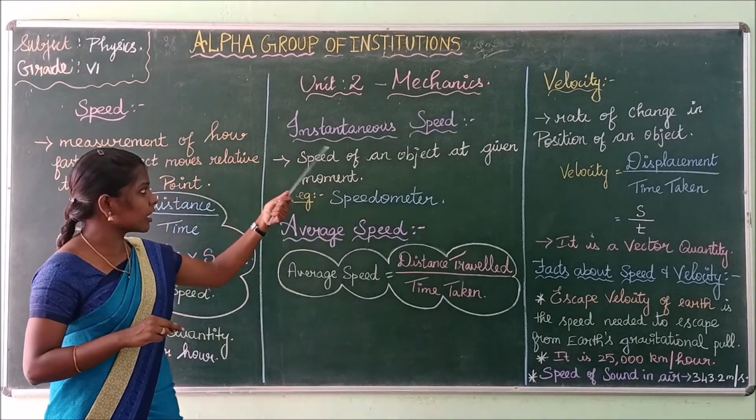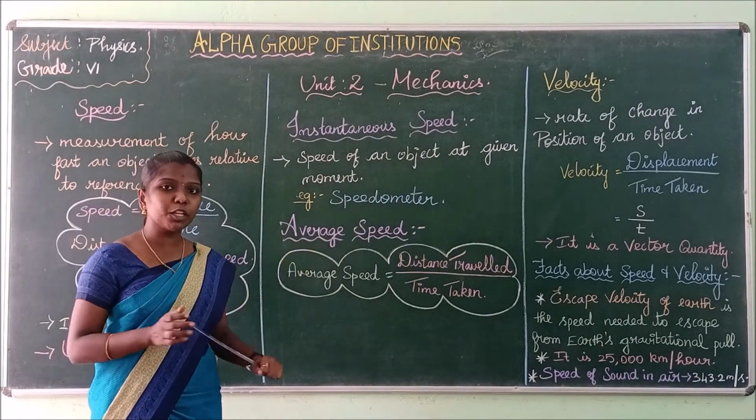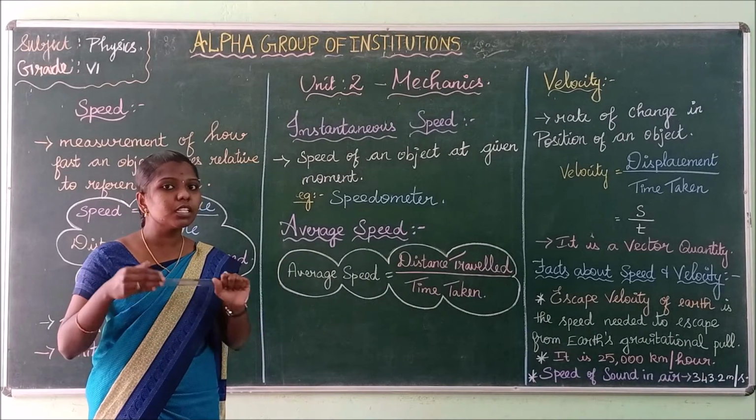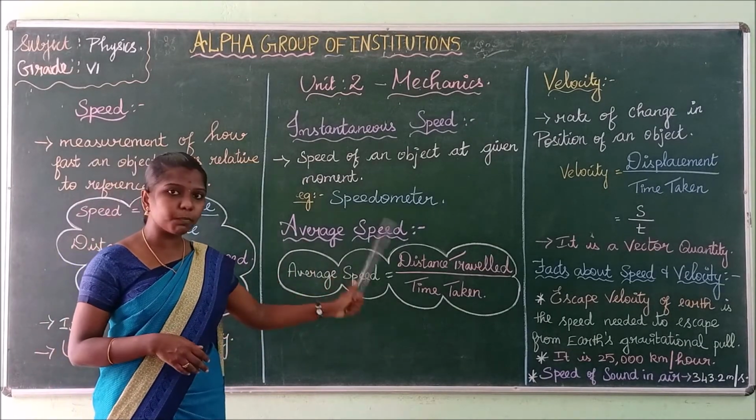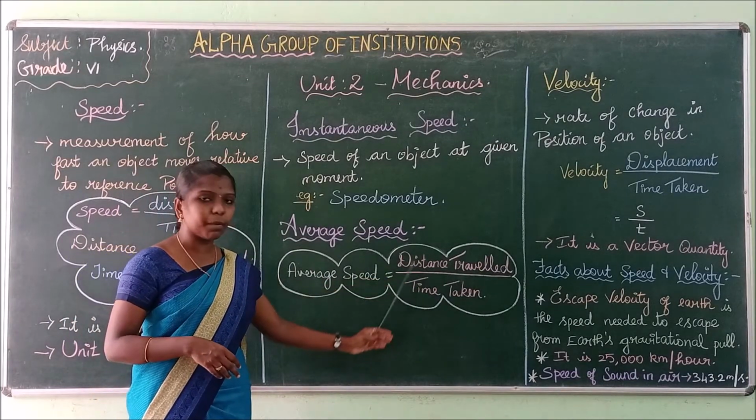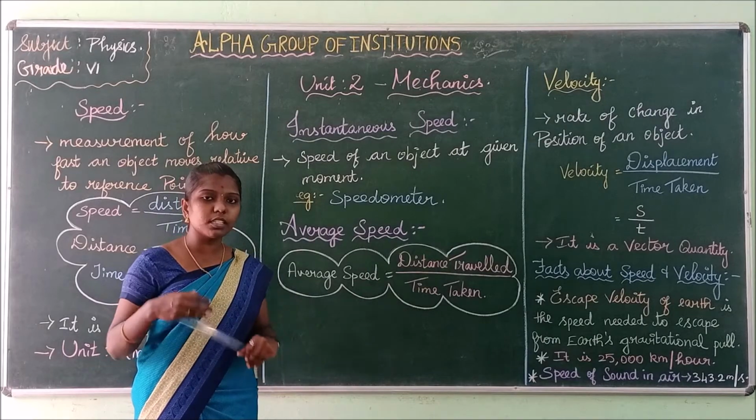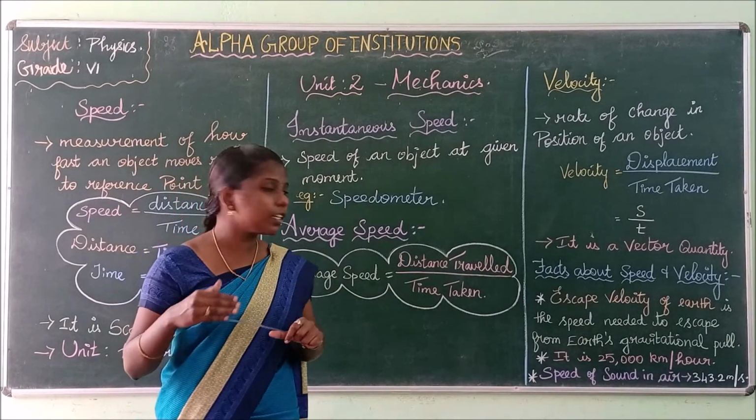Okay, instantaneous speed. An example for instantaneous speed is the speedometer. The speedometer is the device to measure the speed of the vehicle. Next is average speed. Average speed is the ratio of distance travelled to time taken. Total distance travelled with respect to total time is called the average speed.